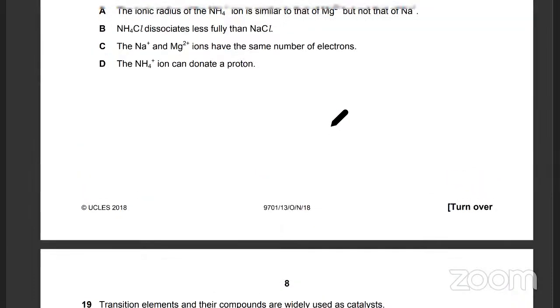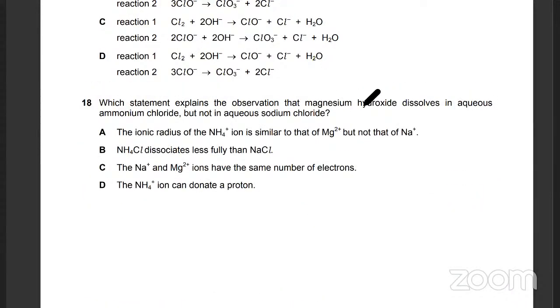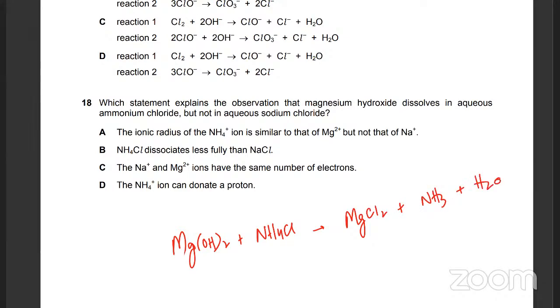And next one is the statement that explains the observation of magnesium hydroxide dissolving in ammonium chloride. Again, a lot of questions come on this one. So explain to me what will happen if it reacts with ammonium chloride. What will be the reaction? Magnesium chloride will form, and what else? Ammonia gas and water. So you have this reaction. But then the question states that magnesium hydroxide does not react with NaCl.